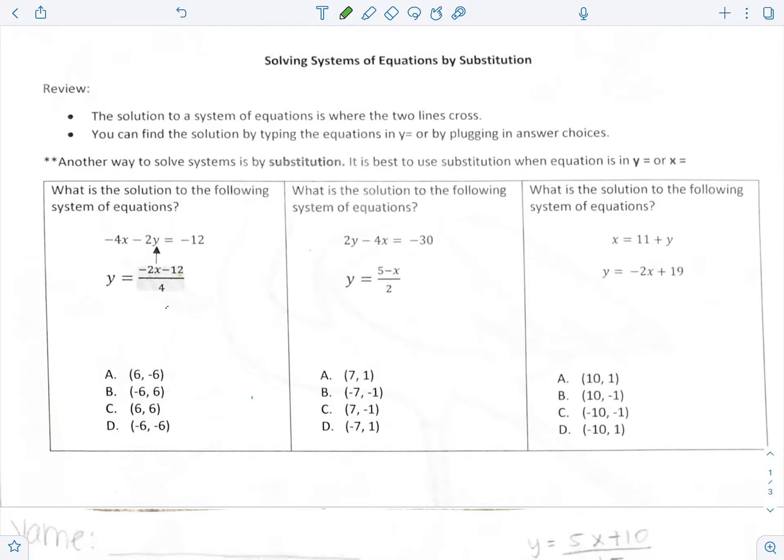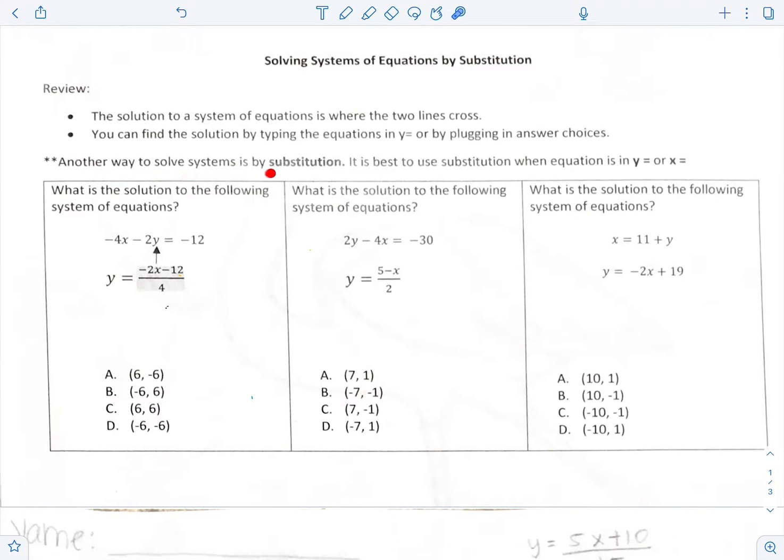All right, guys. Today we're going to do a little bit of reviewing. It says solving systems by substitution, but it's really just a solving systems review, because we can do it by substitution or some other method. When we review this, we know the solution to a system of equations is where the two lines cross or intersect. You can find the solution by typing the equations in y equals or by plugging in answer choices. Those are two ways that we can solve.